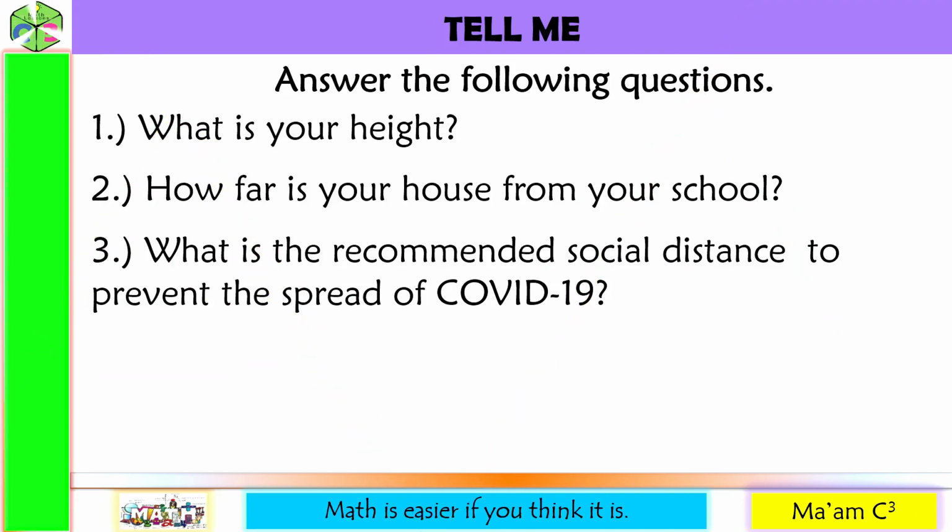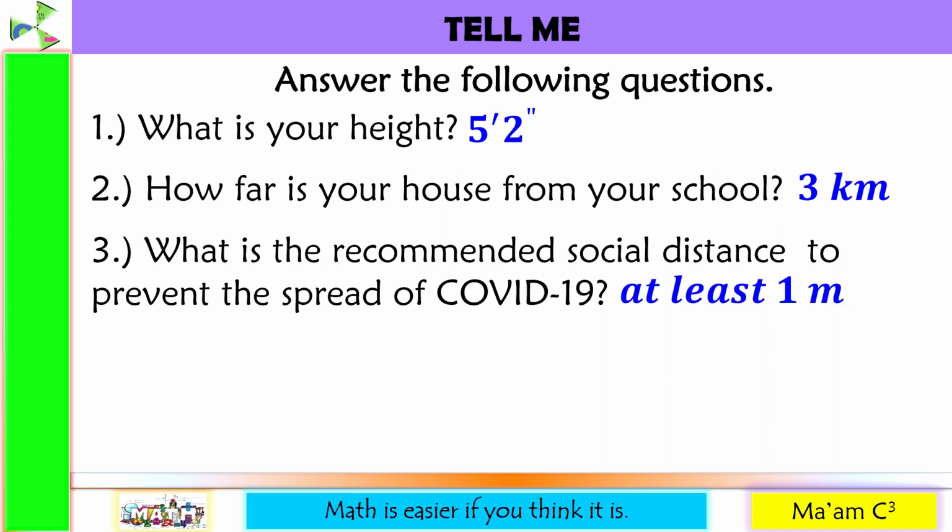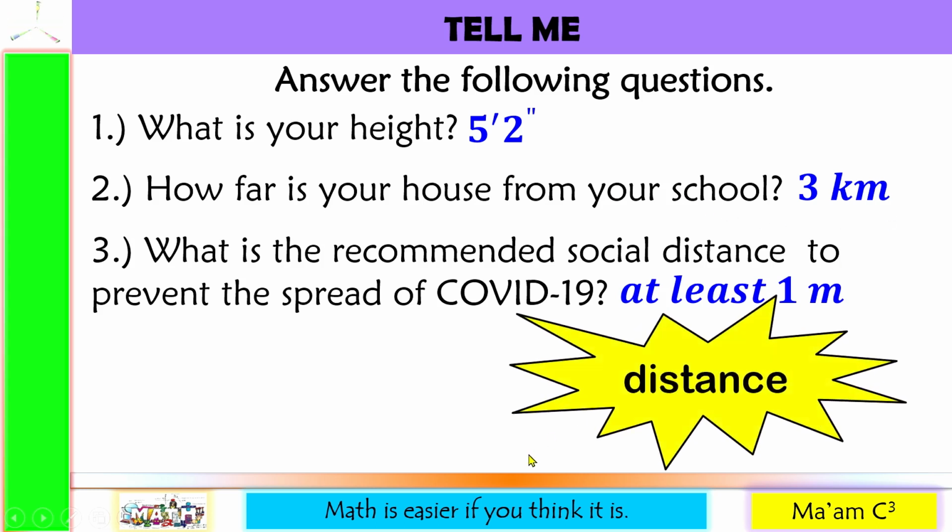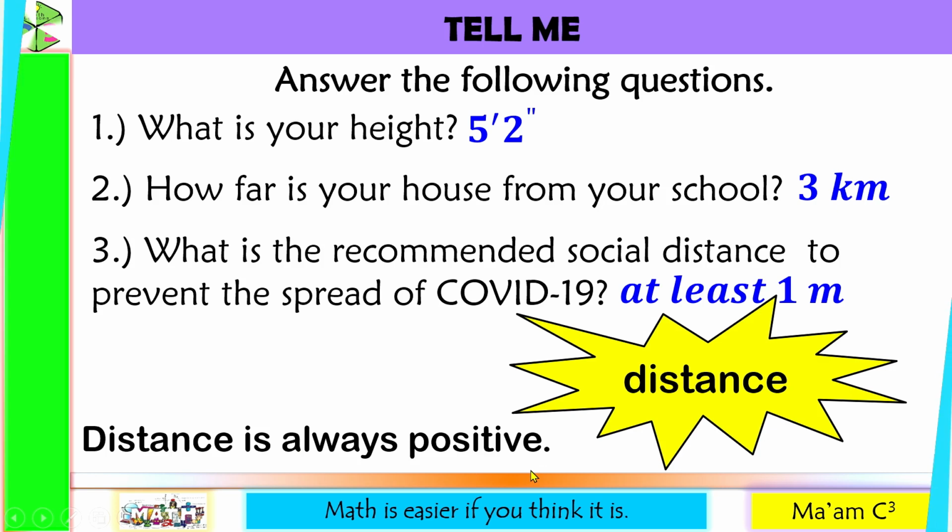Answer the following questions. Number 1, what is your height? Maybe 5 feet 2 inches tall. Number 2, how far is your house from your school? It could be 3 kilometers away. Number 3, what is the recommended social distance to prevent the spread of COVID-19? At least 1 meter. All these answers here refer to a distance. And notice that it is all positive because distance is always positive.